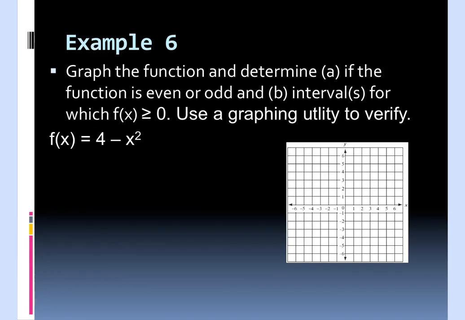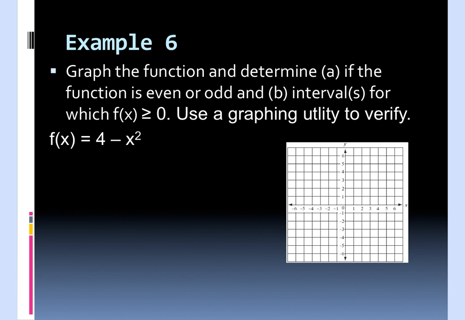All right, so this one is going to put a bunch of stuff together. We're going to graph the function, okay, by hand first. And then we're going to determine if it's even or odd. And then we're going to determine the intervals for which f of x is greater than 0, okay? Then we're going to use the graphing utility to verify.